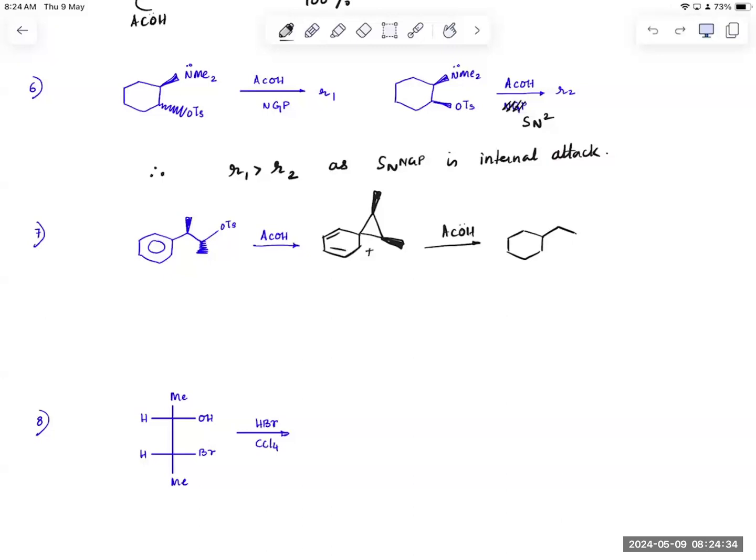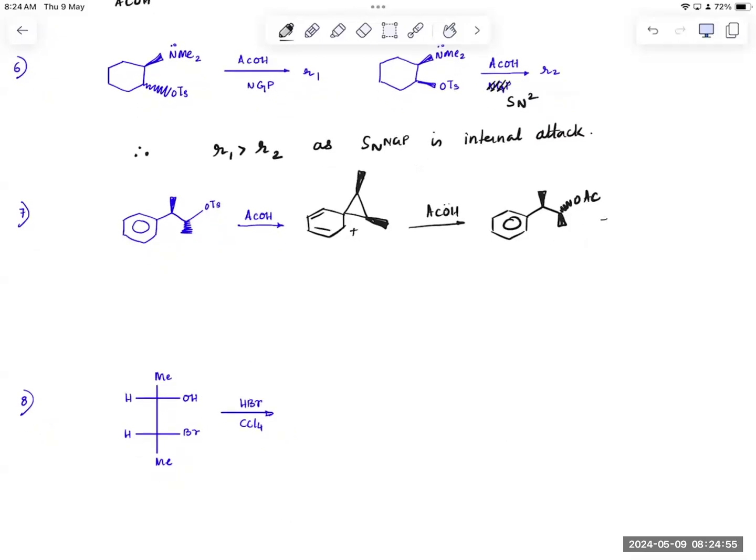I'll get product of this kind where we have methyl on one side, and this methyl on the same side, with OAC on the other side, opposite side. And benzene will be back. Similarly, benzene with OAC on the opposite, this one methyl is on the opposite side. This methyl is on the opposite side as well. And OAC is on the other side, like this. So these are the two products you can extract.